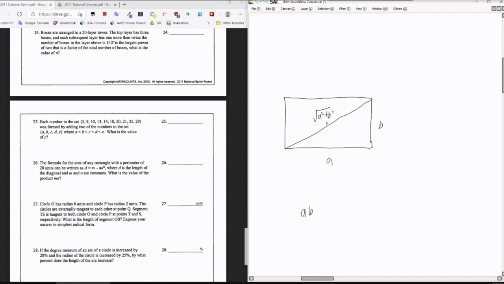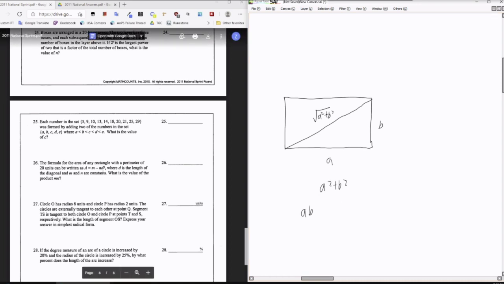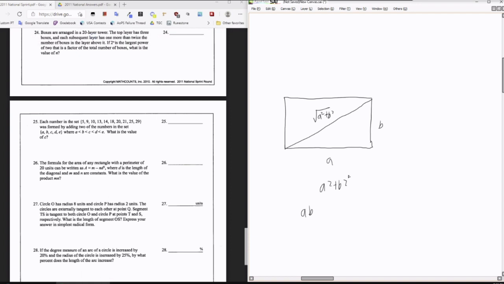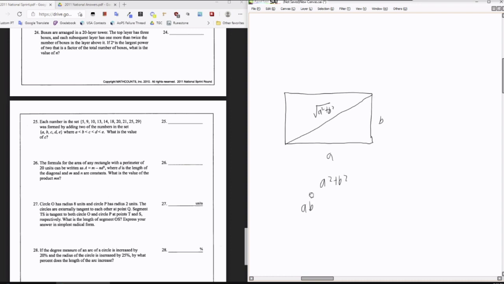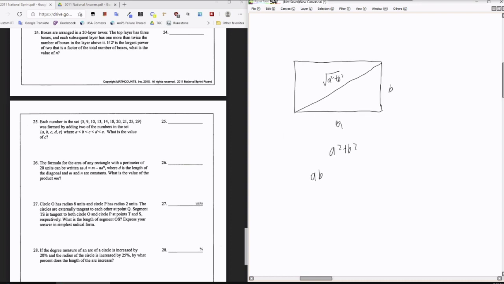So we're trying to get from A squared plus B squared to AB. So first of all, we can square the diagonal. We get A squared plus B squared. And in the problem they did too. They squared the diagonal.